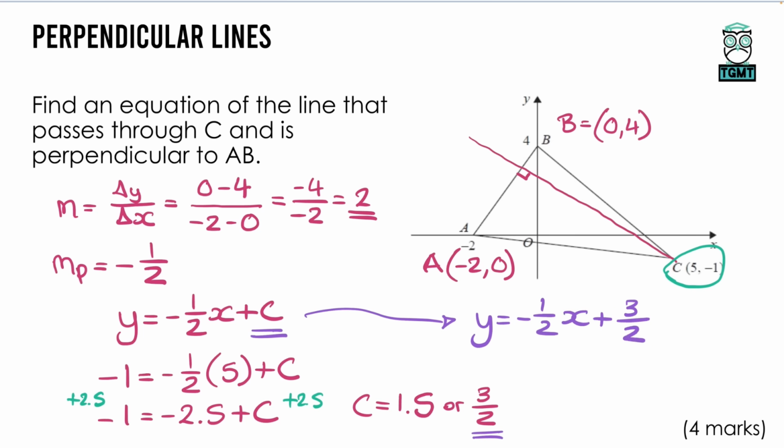Now you can write those as decimals if you like. You can write -0.5x plus 1.5, but I tend to just leave the equation that I'm writing either as a fraction or as a decimal, but it's completely up to you.